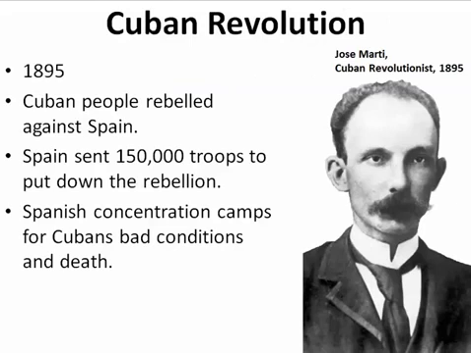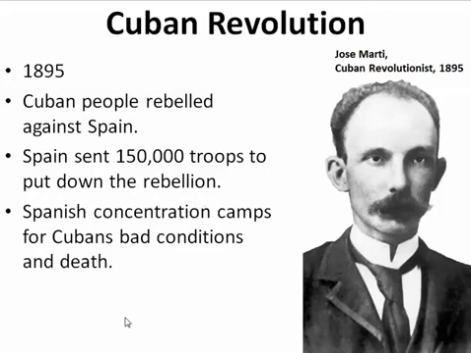It all started out in 1895 when the Cuban people started rebelling against their mother country, Spain. And Jose Marti was a Cuban revolutionist who was very instrumental in Cuba fighting for its independence. Spain, in response to the Cuban Revolution for Independence, sent General Weyler, who became known as General Butcher Weyler in the news tabloids in the United States, and sent 150,000 troops to put down the rebellion in Cuba.